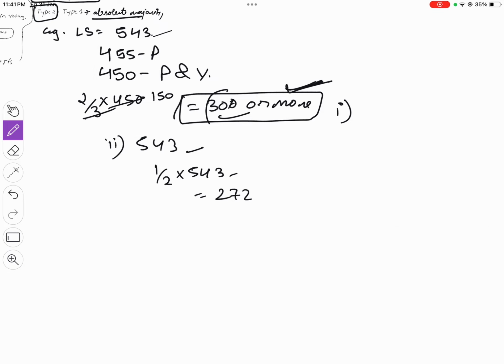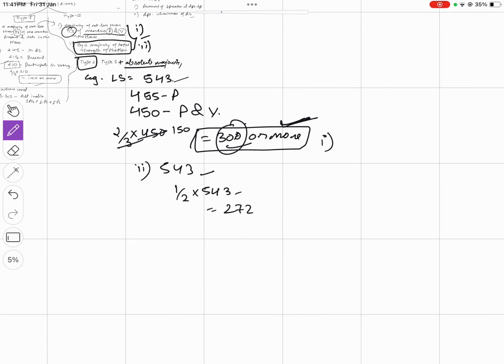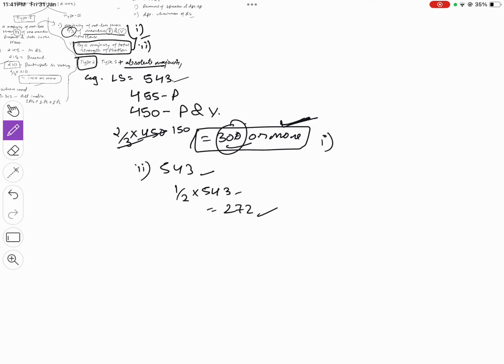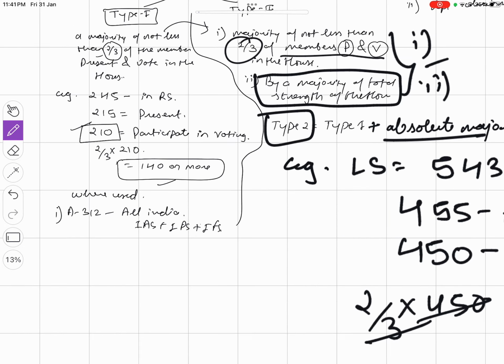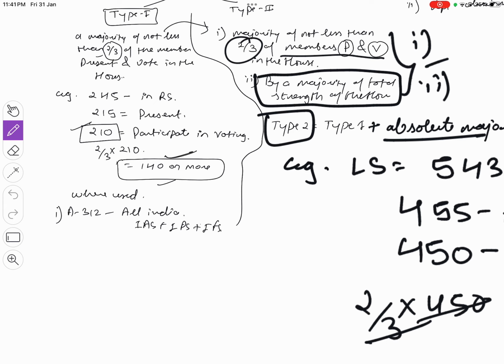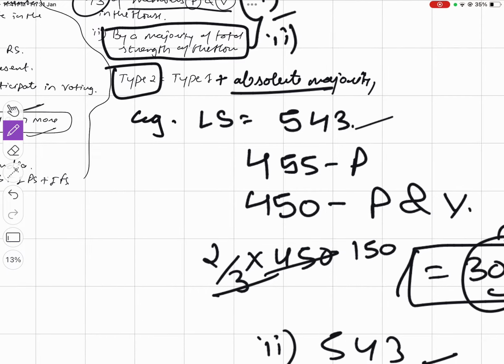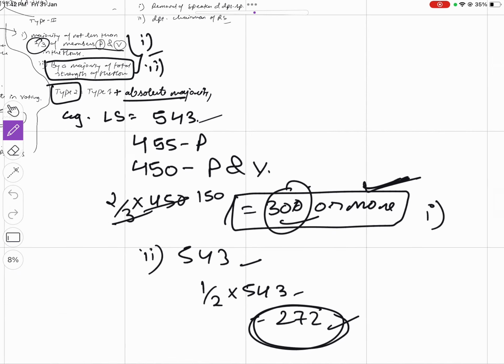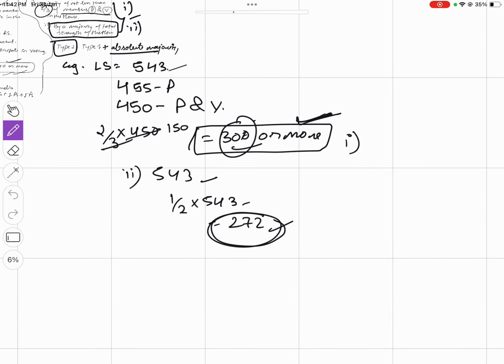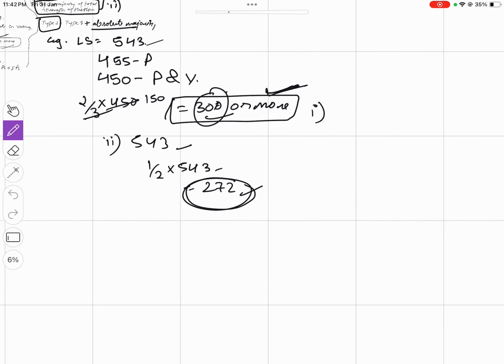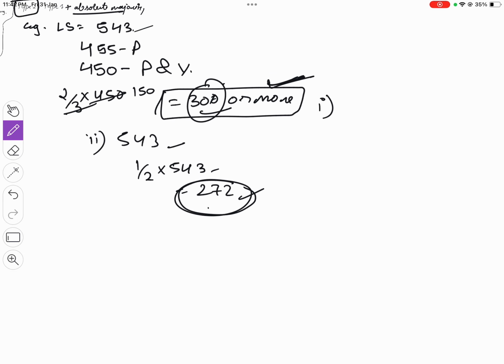We have 300 votes in favor, then this fulfills both conditions. 272 members, absolute majority needs to be fulfilled. Here what is happening in type 1? In type 1, if you have 140 members voting in favor of you, the bill is passed. But in type 2, you have to satisfy one more thing here. 272 is absolute majority. You need to also qualify this.